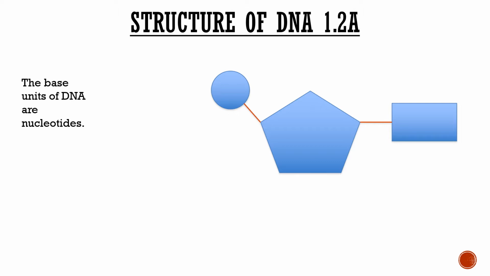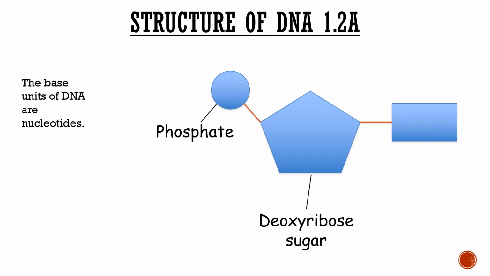Starting off with the first part of the subunit, we need to know that DNA as a concept is made up of nucleotides throughout the entirety of the strand. Now, a nucleotide is broken into three parts. We have the phosphate, we have the deoxyribose sugar, hence the name deoxyribonucleic acid, and then we have bases.